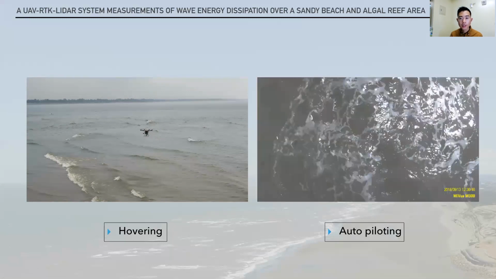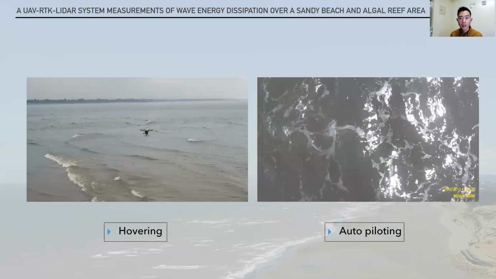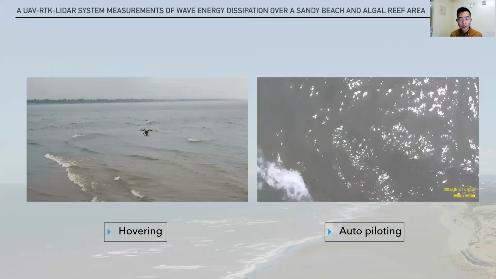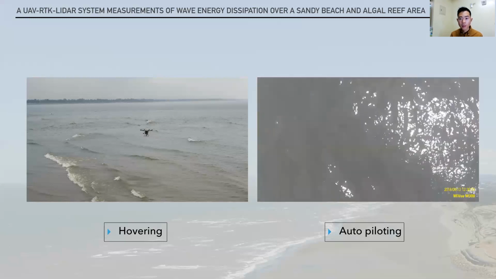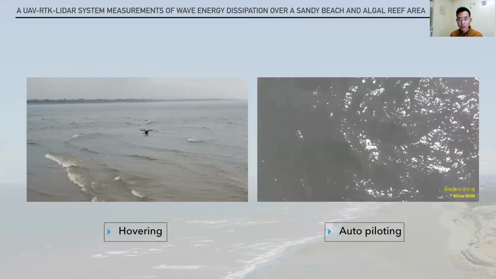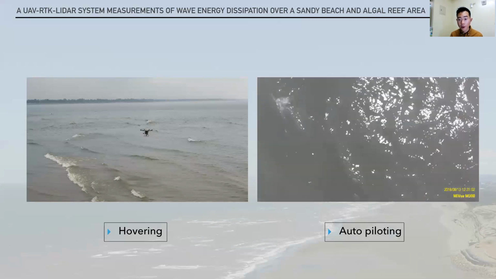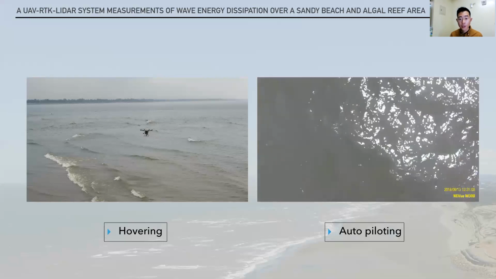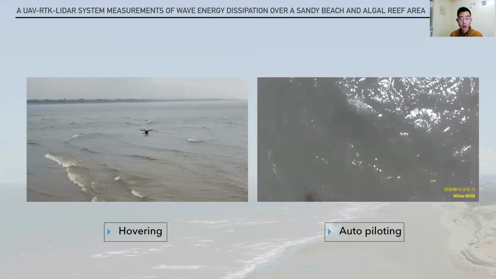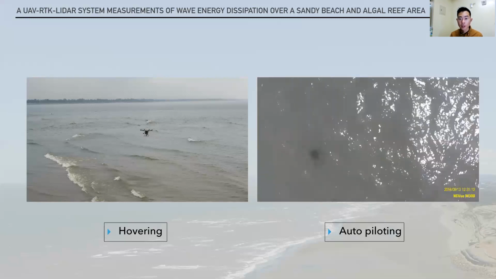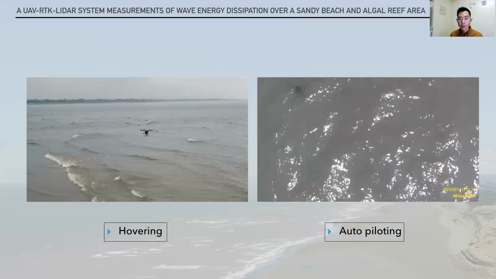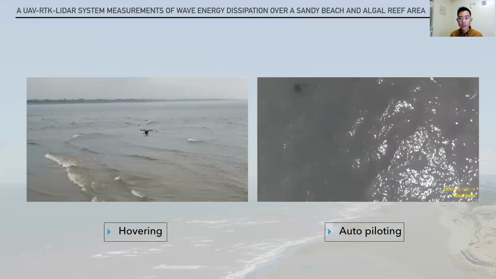As you can see, this UAV is now flying away from the coastline. It's about 200 meters away, 300 meters away, and it's still flying. Almost at the waypoint. Almost there. The UAV is about 6 meters high above the sea surface. Okay, so the UAV now stops over here and starts hovering. The LiDAR system also starts measuring the waves.